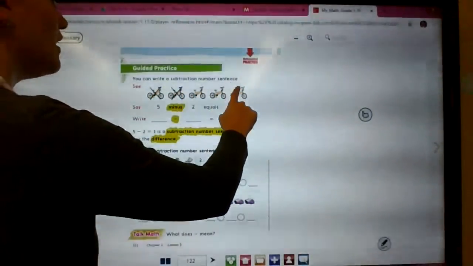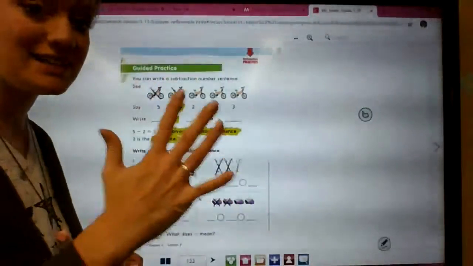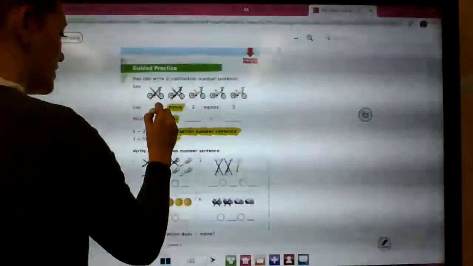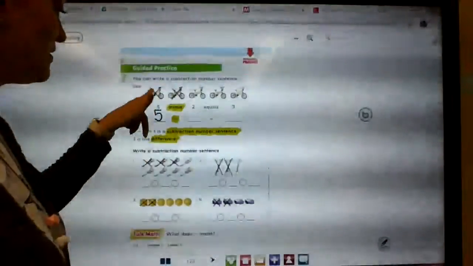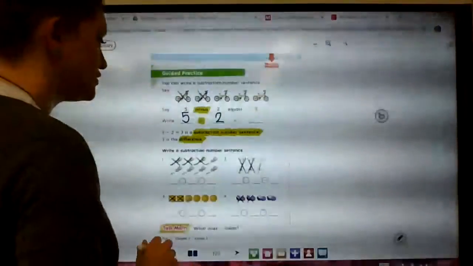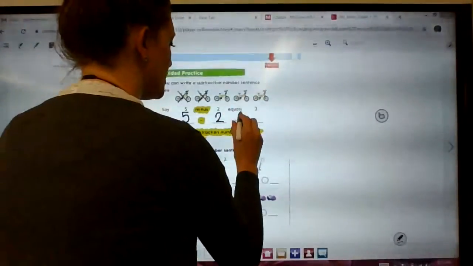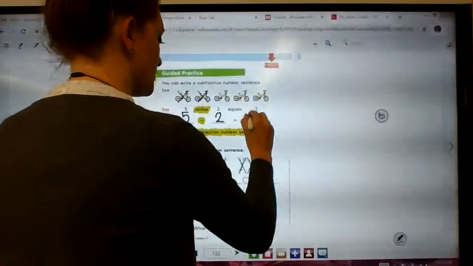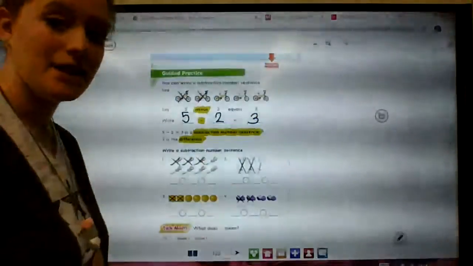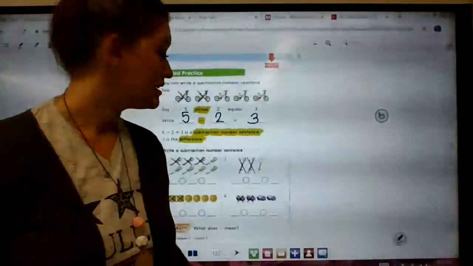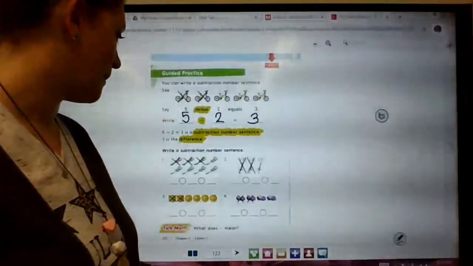1, 2, 3, 4, 5. So there are 5 bikes to start with. So we're going to say 5 minus, how many did they cross out? They crossed out 2 bikes, didn't they? 1, 2. They X'd out 2 bikes. So we're doing 5 minus 2 equals 3, because there's 1, 2, 3 of them that are not crossed out. That's how many is left.